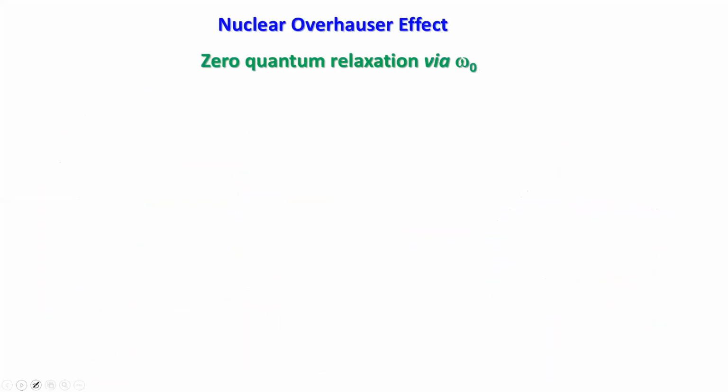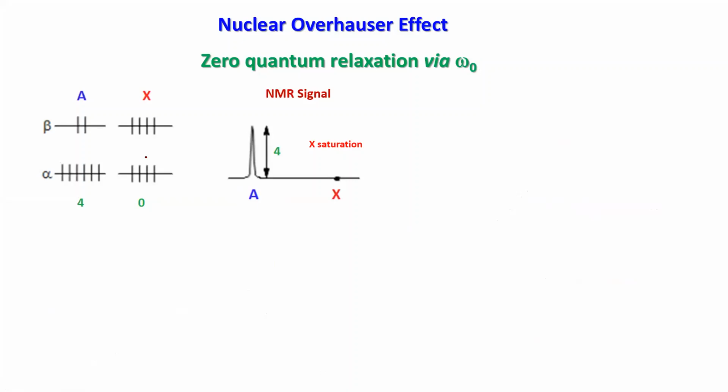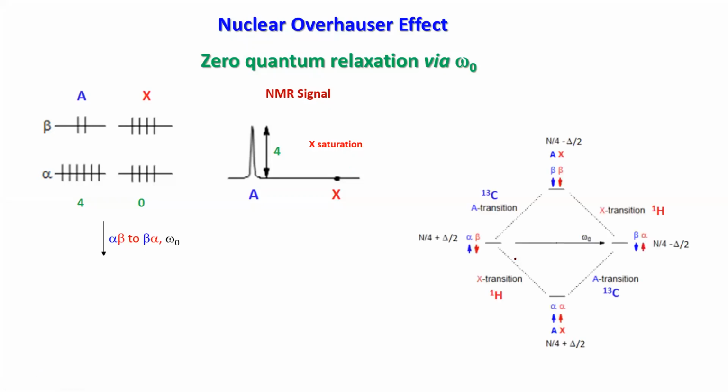Let us come to the 0 quantum relaxation. Okay, 0 quantum relaxation, what does it mean? You have to come from alpha beta to beta alpha. Same situation, we will be considering the transition or the relaxation from the saturation. Okay, so this is the saturation state. Now you have alpha beta to beta alpha transition.